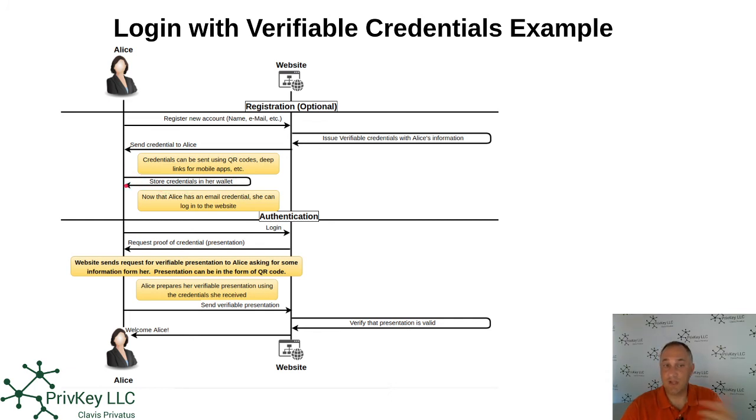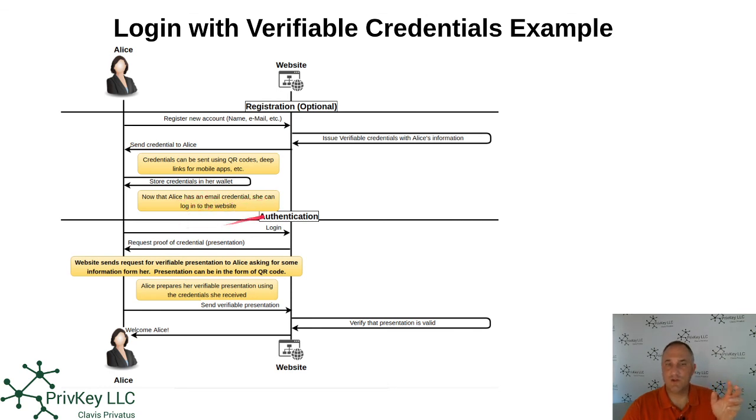So now she makes sure that she backs it up. She makes sure that she's able to restore it if her phone dies, etc. And some of these mechanisms are built in by the agents into these smartphones. The solution basically makes it easy for the user to accomplish this. So now that Alice has the email credentials, she can now log into a website.